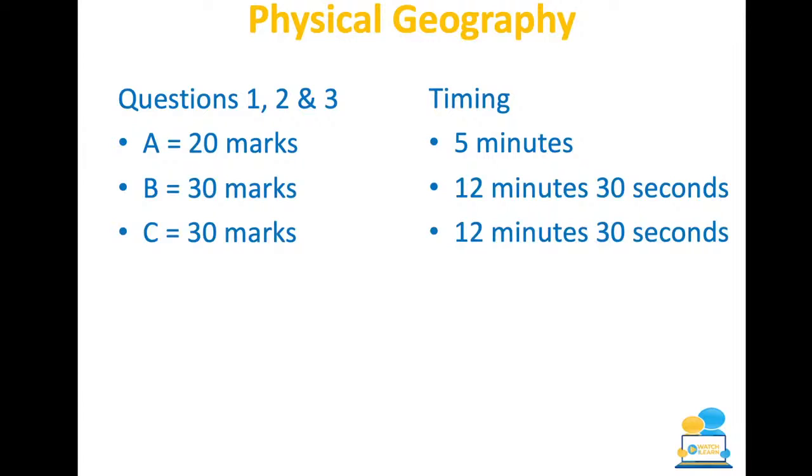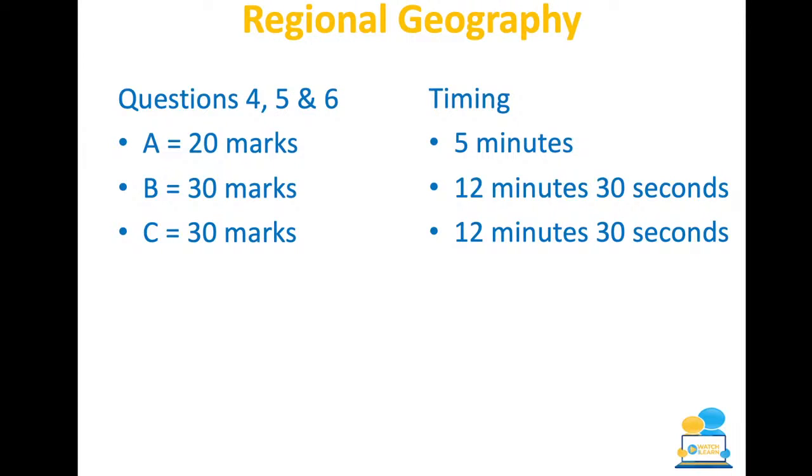Your regional geography is the exact same. So it's 3 questions. So it's questions 4, 5, and 6 on the paper. A is 20 marks, it's 5 minutes. B is 30 marks, it's 12 and a half minutes. And C is 30 marks, it's 12 minutes, 30 seconds.